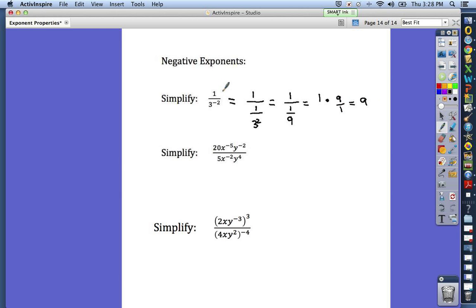Another way to think about this is simply, instead of going through all that, just move this up. So that would just be the same as 3 squared. You change the levels, you change the exponent. 3 squared is 9.